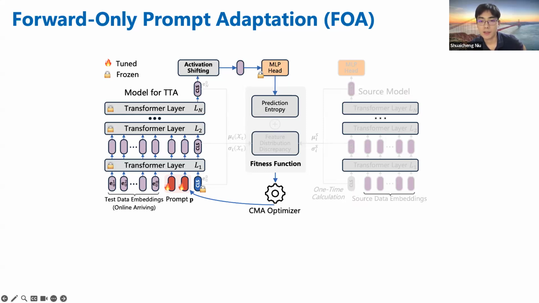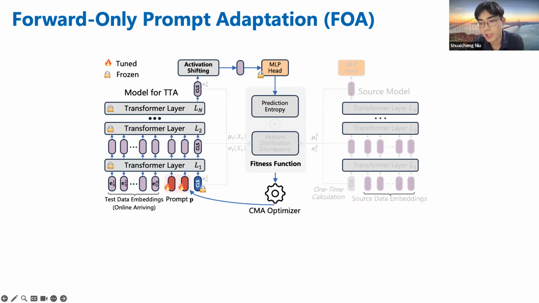Then all online arrived testing samples will be fed into the model alongside the inserted prompt to perform forward propagation. Then the model shall output predictions, and we can calculate a fitness value according to the model outputs. Then the fitness can serve as learning signals to guide the CMA learner. In this paradigm, the most key step is how to define a proper fitness function.